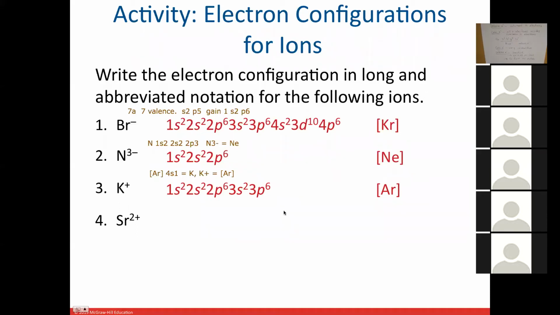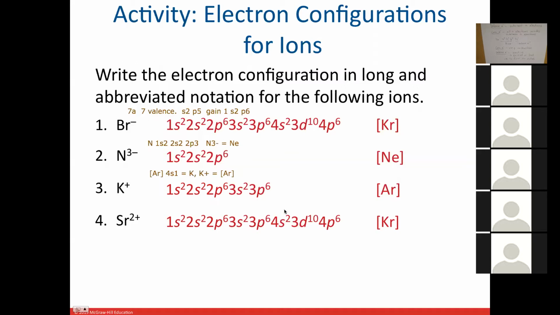Oh, strontium, element number 38. Look at your periodic table. What's strontium going to do? It's going to lose 2 electrons, so it'll become 36. What's element number 36? Krypton, right?